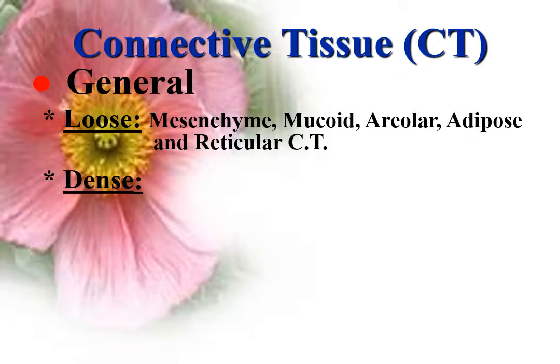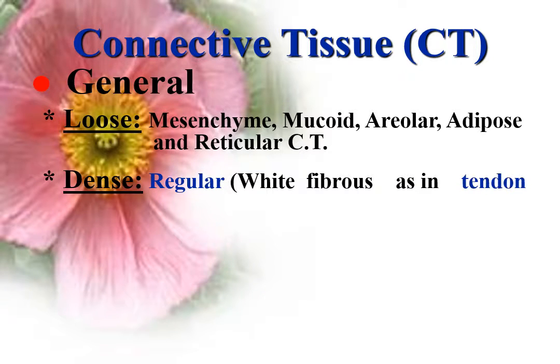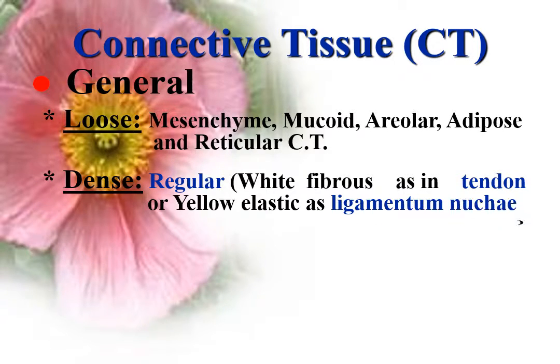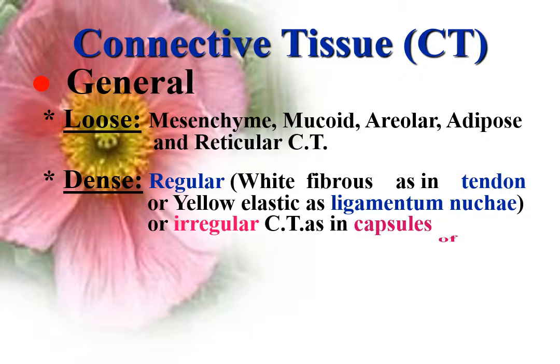Dense connective tissue, on the other hand, can be further subdivided according to the arrangement of fibers into dense regular connective tissue, as white fibrous in tendons and yellow elastic in ligamentum nuchae, or dense irregular connective tissue, as in capsules of organs.